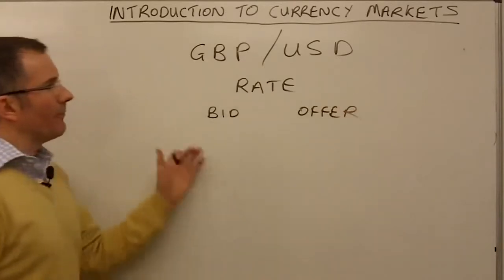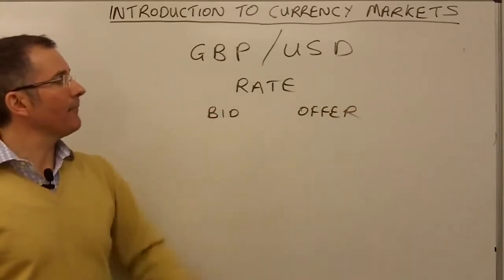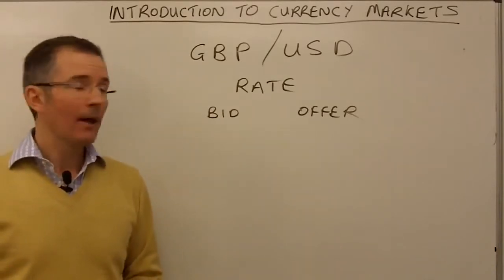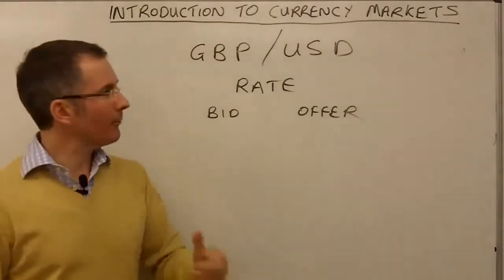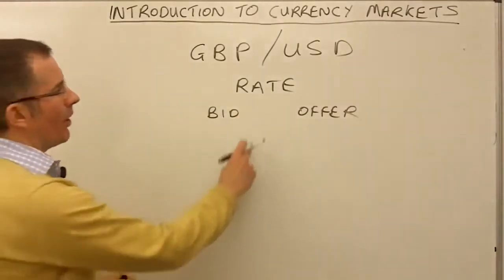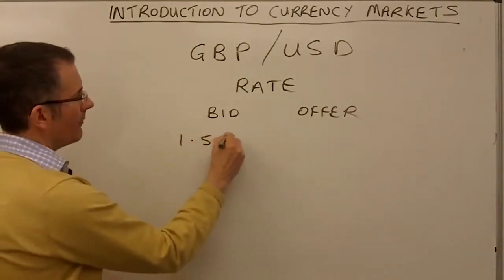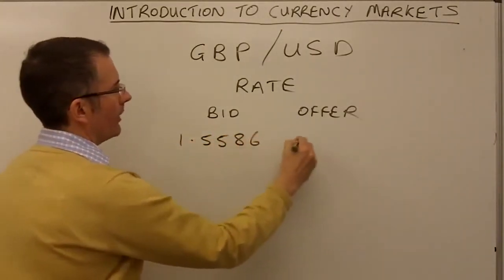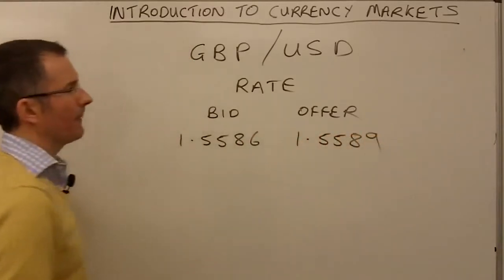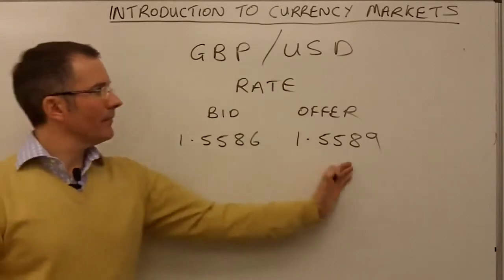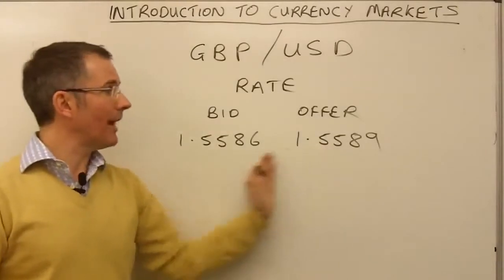So what this comes down to is you need to think, am I trying to basically buy the currency in question or sell it? Or am I betting on sterling appreciating or depreciating? So let's put a rate in. So for example, maybe we've got a bid rate of 1.5586 and an offer rate of 1.5589.